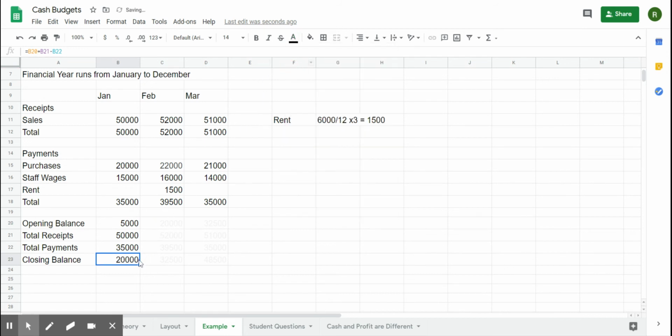Gives me a closing balance of 20,000. I move my closing balance from January to be my opening balance in February, and then I just work through and complete the formulas. So at the end of March, this business is expecting to have 48,500 in cash.